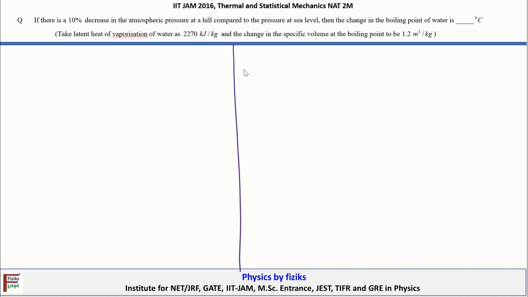If there is a 10% decrease in the atmospheric pressure, that means dP is equal to 10% of atmospheric pressure. So dP is how much? 10%, that is 10 divided by 100, which gives us 0.1, of atmospheric pressure, so we have to write it in terms of Newton per meter square. So 1 atmospheric pressure is equal to 1.013 into 10 power 5 Newton per meter square.